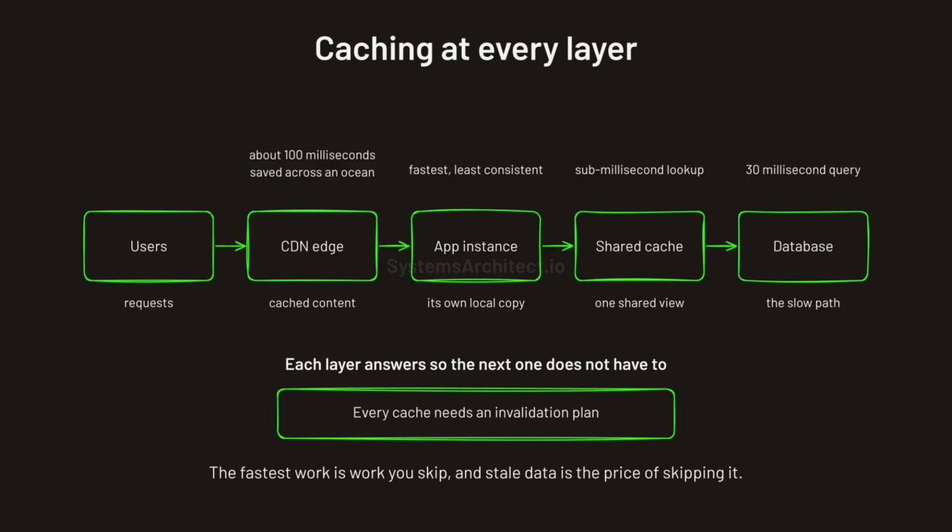A content delivery network pushes cached content to edge locations near your users. That is caching and data locality together. Why does proximity matter? A request crossing an ocean pays around 100 milliseconds that no code change can recover. Every cache needs an invalidation plan. Stale data is the price you pay for speed.